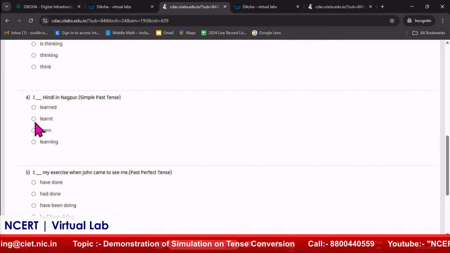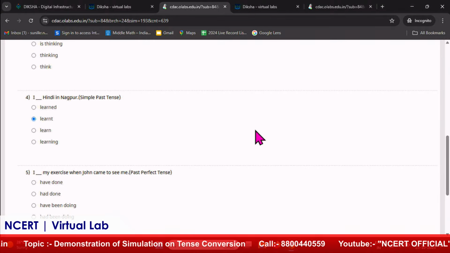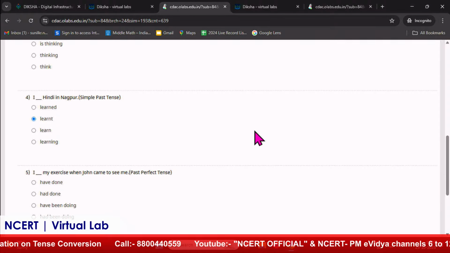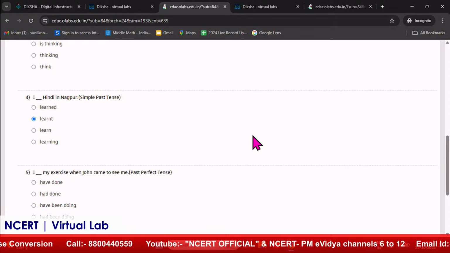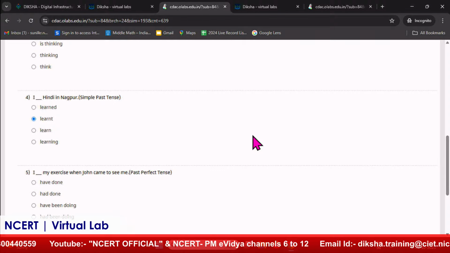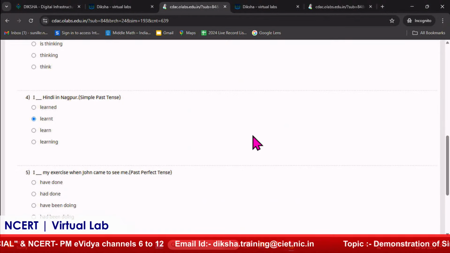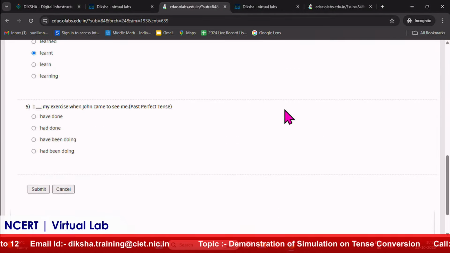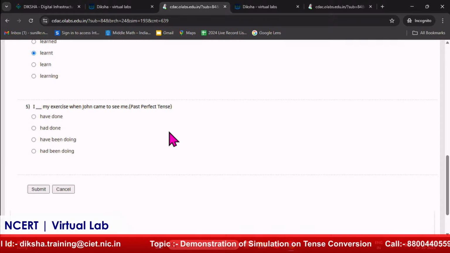I dash Hindi in Nagpur, simple past tense. So I learnt Hindi, L-E-A-R-N-T. Now in American English, L-E-A-R-N-E-D is also fine, learned. But in British English, it's learnt with a T. So there are different ways to pronounce it. Learned is an adjective for a learned person, somebody who's scholarly, somebody who's done a lot of studies in their life. And learned, the same spelling but a different way to pronounce, is the past tense of learn. But here we'll take learnt, because here we follow British English. That's how Indian English works.